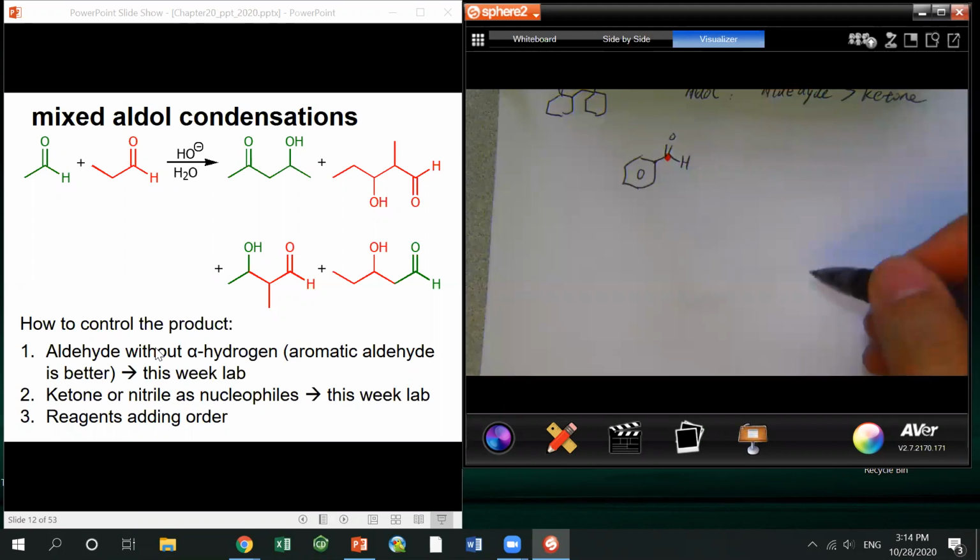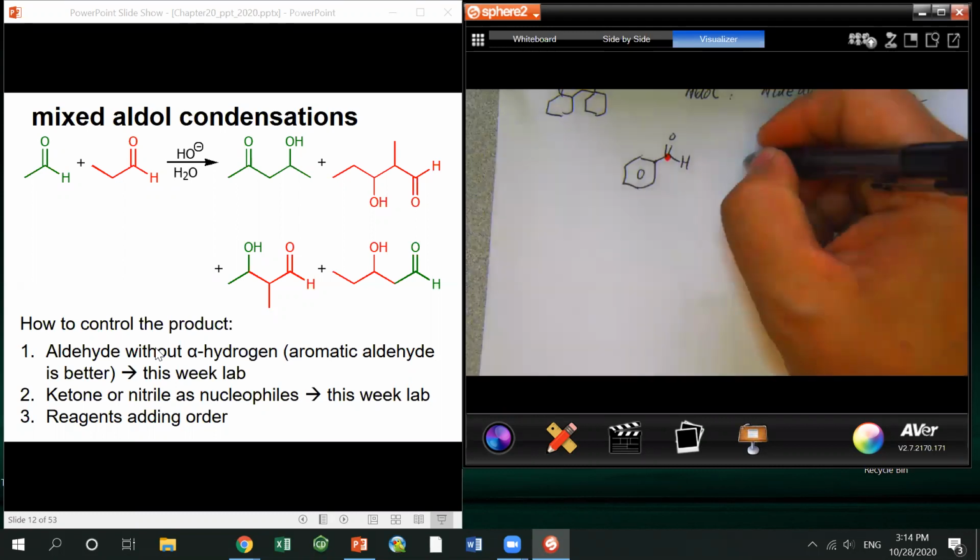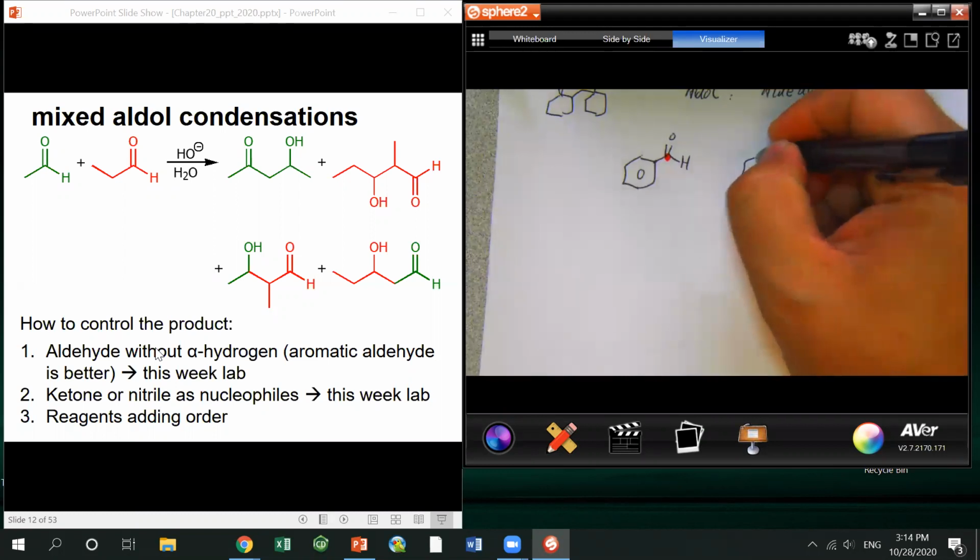Another is the ketone as the nucleophile. The ketone normally contributes the alpha carbon, and its carbonyl carbon is not easily attacked, because of the bulk inside of the molecule. That's also for this week's lab. This week's lab, we have another reagent called acetophenone.